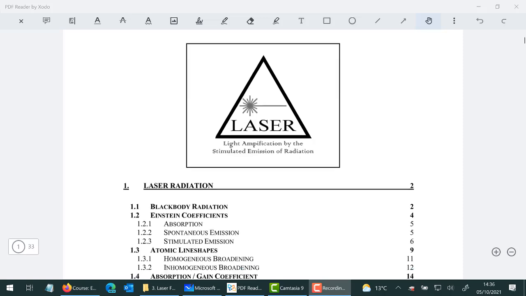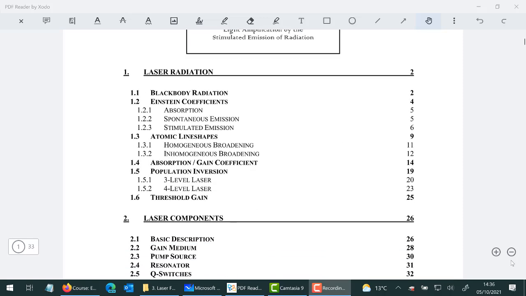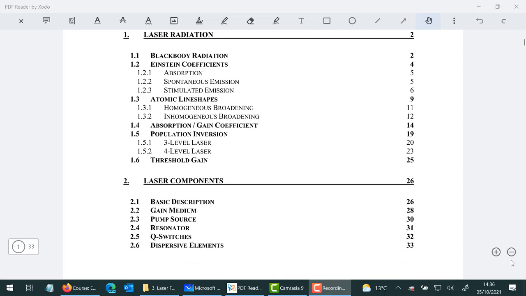So the section is broken down into two components, two sections. The first dealing with the theory of the laser, how it works, and then the second section on the various components that you might find inside a typical laser.